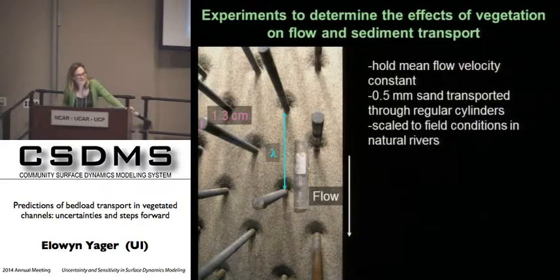So to answer that first question, we conducted a set of experiments in which we simulated vegetation as rigid emergent arrays of regular cylinders. And you're probably looking at this saying, okay, well, this looks nothing like real vegetation in the real world. Elowyn, what are you showing me? And I know. There are three reasons why we did this.